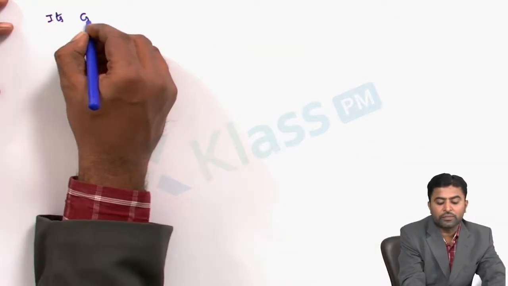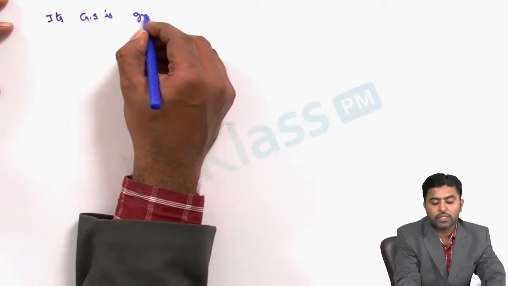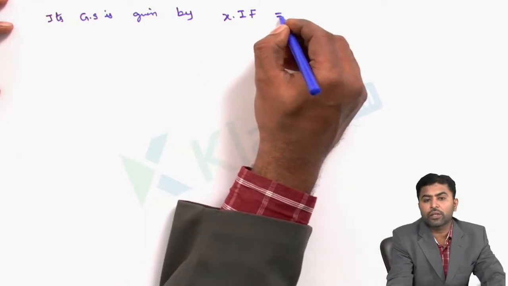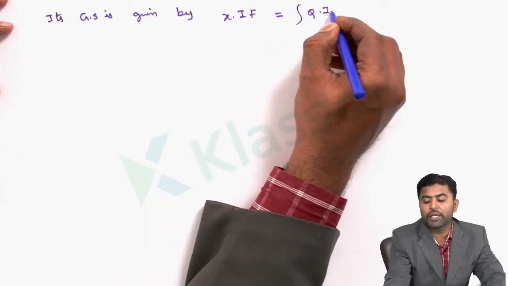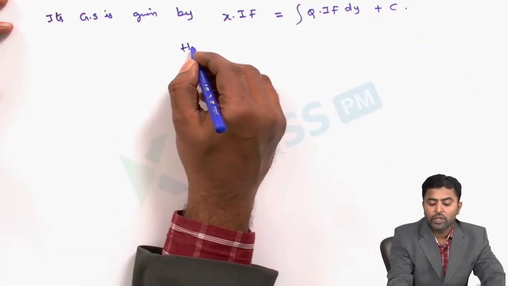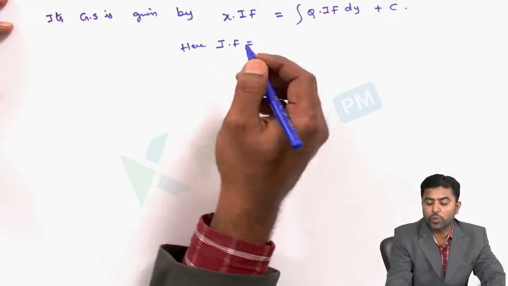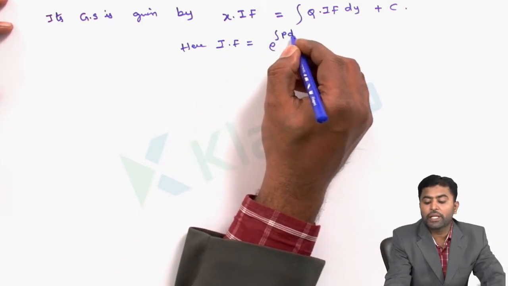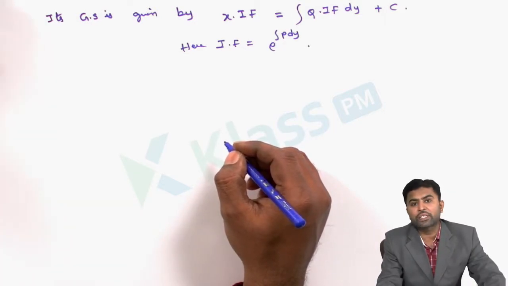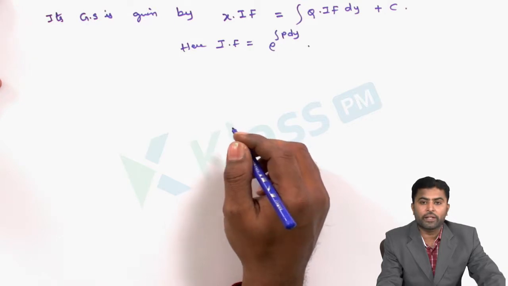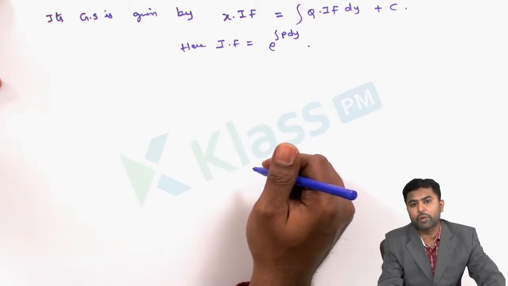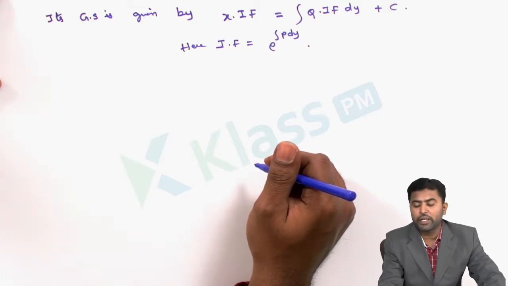Its general solution is given by x into integrating factor equal to integral of q into integrating factor dy plus c. Here, integrating factor is equal to e power integral p dy. If you observe, in the previous one, the integrating factor was e power integral p dx. In this case, as x is depending on y, the integrating factor will be e power integral p dy.